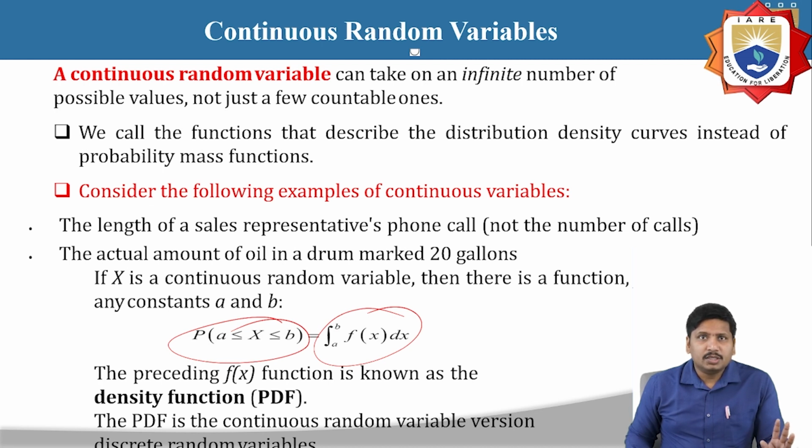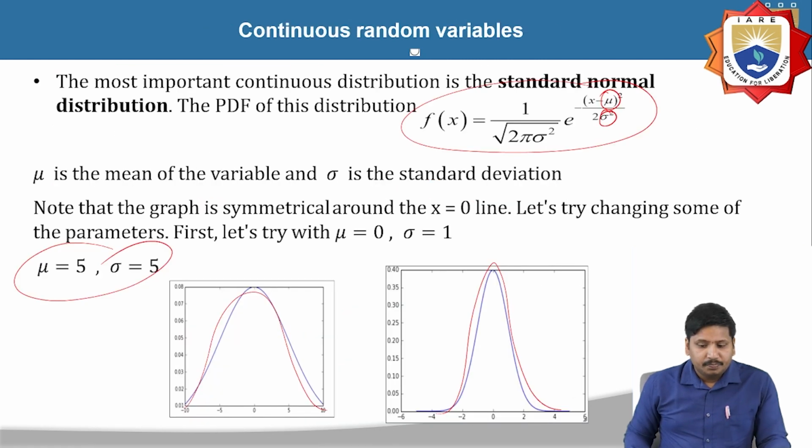And the continuous random variable is the other thing, which considers an infinite number of possible values, not just countable ones, and this is denoted by the probability of a less than x less than b, that is the integral from a to b of f of x dx, and here also the probability density function is used. And the equation is given by f of x is equal to 1 by square root of 2 pi sigma square into e power minus x minus mu whole square by 2 sigma square.